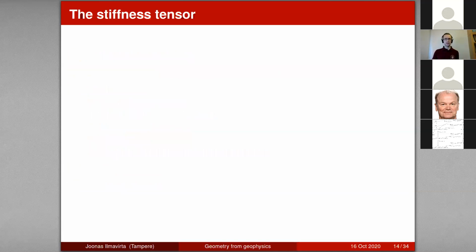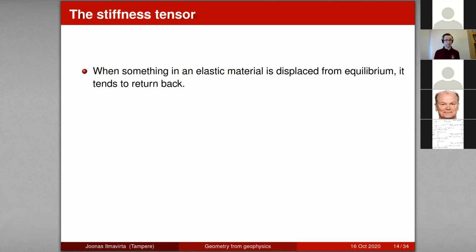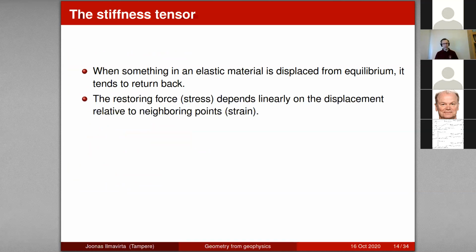So I'll start with something called the stiffness tensor. So if you have an elastic material, and if you displace it from equilibrium, it tends to return back. That's just basic elasticity. And the restoring force, which is known as stress, will depend in a linear fashion on the displacement relative to neighboring points, which is known as strain. And this linearity is just an assumption, but it is valid for small displacements, and I will be working only with small displacements so that my equations are linear.